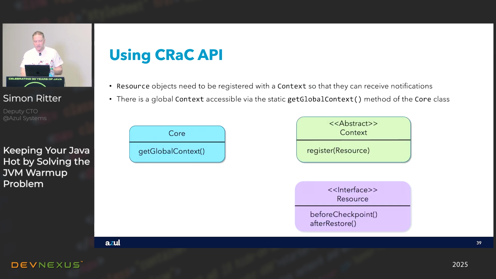Then you have the idea of a Context. You implement those two methods, but for all those classes, what you need to do is register them with the JVM so that it knows to call those methods. So you use the register method in the Context to register that as a resource. There's a global Context, you can create your own if you want, but most people just use the global Context, a static method that you can call to get the Context, and then register your resources, and it will all work quite happily.